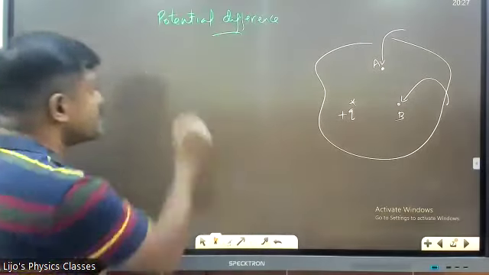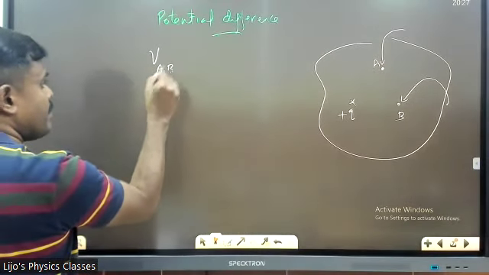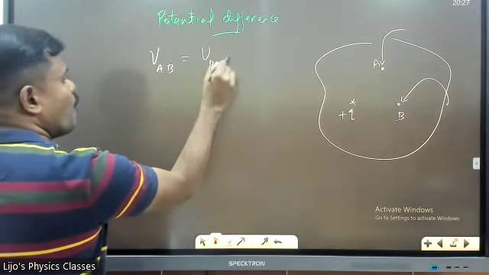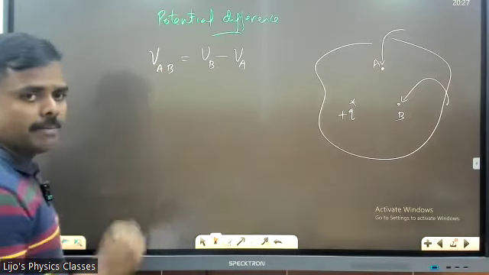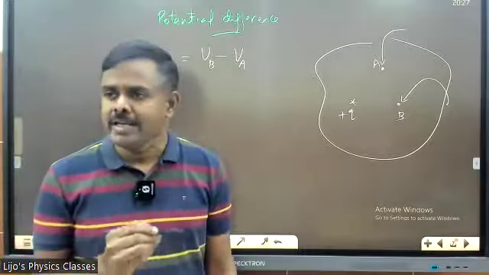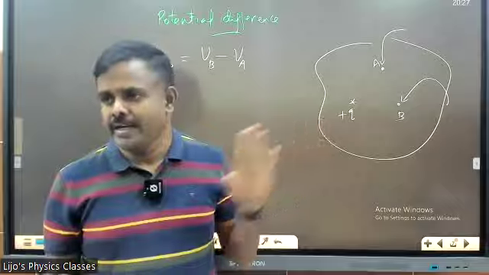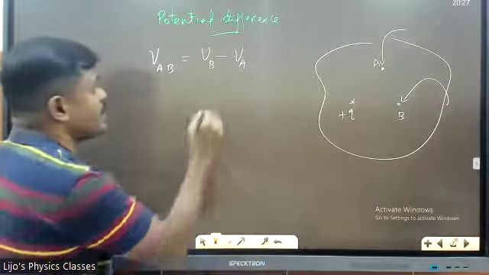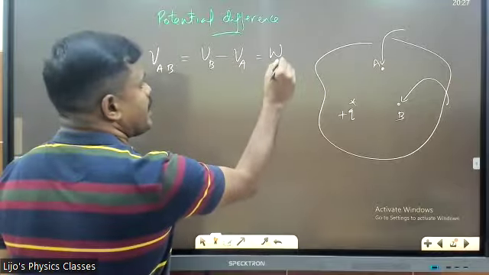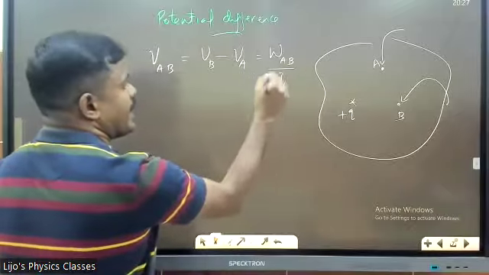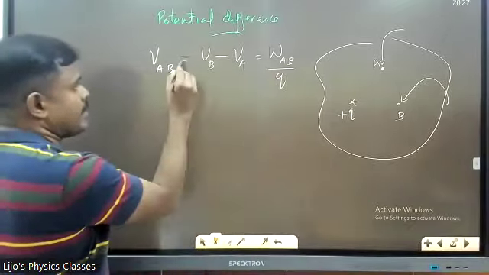I am writing it. Look at this. VAB is given by VB minus VA. Potential difference between A and B is equal to potential at B minus potential at A. It is actually WAB divided by Q. I repeat one more time.